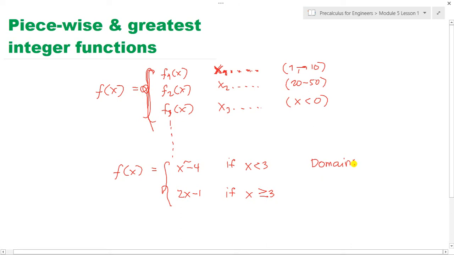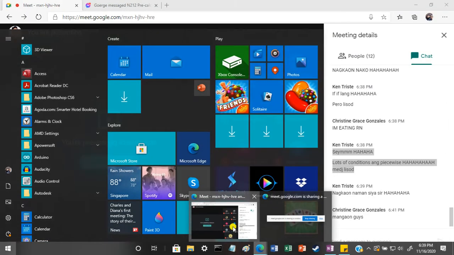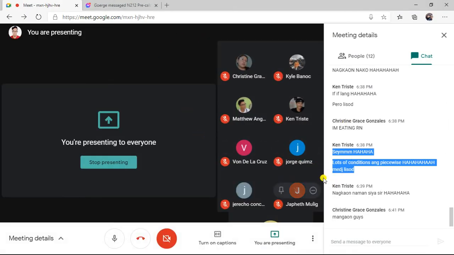For a piecewise, the first column represents your individual function. The second column represents your domain of every function. So therefore, what is the domain of the piecewise? I did not ask what is the domain for each individual function inside the piecewise. I'm asking for the domain of the entire piecewise function. Unsa man, class? All real numbers daw? How about the others? Mo-agree ba mo?